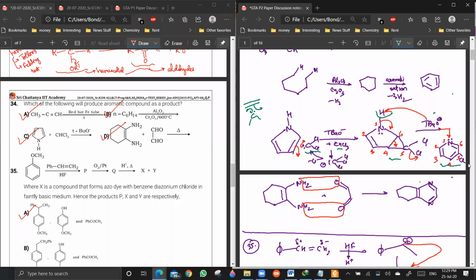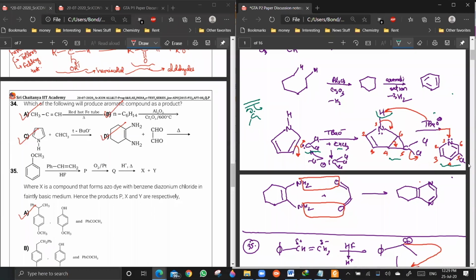Sir, that hydrogen is acidic in nature. Any hydrogen which is connected to oxygen, nitrogen, fluorine, other halogens, or sulfur will be acidic in nature.